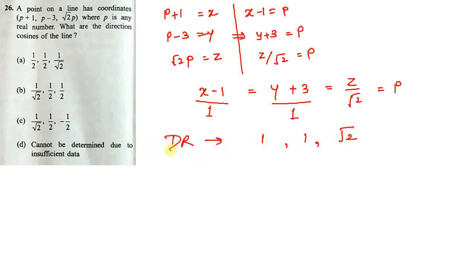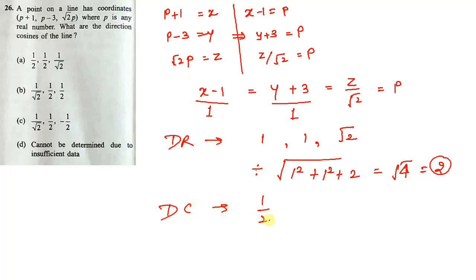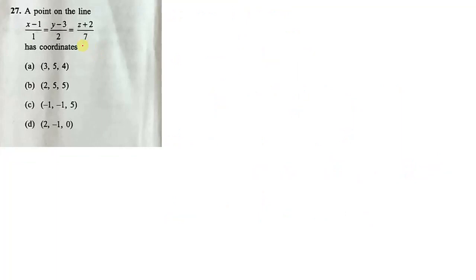For converting these direction ratios into direction cosines, we can divide all three values by the square root of the sum of their squares, meaning 1 square plus 1 square plus 2, which is 4. So the direction cosines of this line are 1 by 2, 1 by 2 and 1 by root 2, which means option number first. Now question number 27: a point on the line has coordinates.